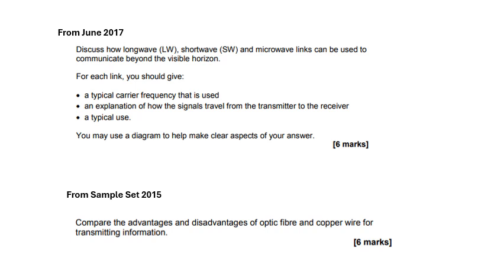The next one, compare the advantages and disadvantages of optical fibers and copper wires for transmitting information. So, as I said, learn a little bit about how each one works, be able to compare them, advantages and disadvantages, how secure they are, how much they cost, how easy they are to use. Basically, the information that's in this video.